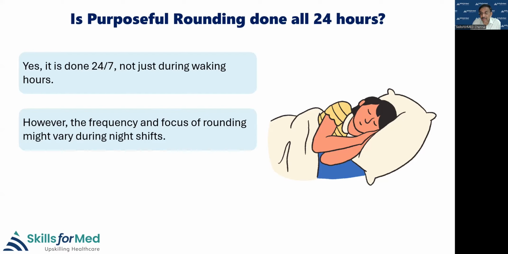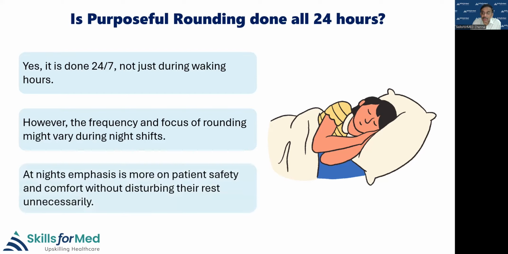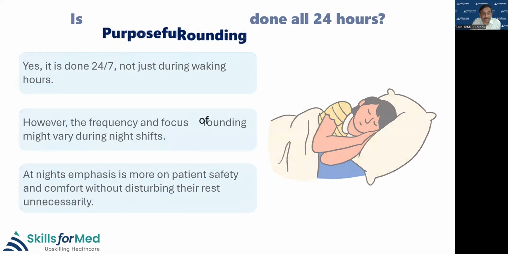So you may not do it every hour. You may do it every 2 hours. But what you will focus on is more on patient safety. Make sure that they don't fall. Make sure that comfort is there so that they are sleeping undisturbed. And do not disturb their rest unnecessarily unless it is required. So you need to train your nurses and tell them the priorities are different between day and night, but still you've got to go and do the rounds and see the patient as scheduled. So that is important to remember.